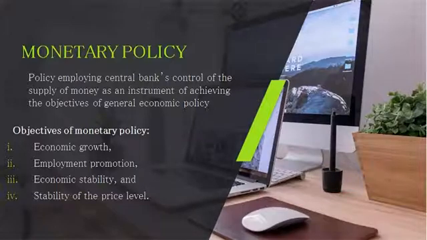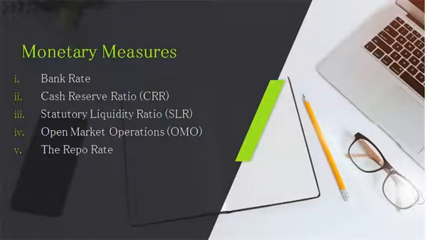Okay, so how are these monetary policies changed? What are the instruments or measures which the Central Bank of India, the Reserve Bank of India, takes? First is the bank rate. The bank rate is the rate which the RBI sets, and the other banks follow that rate. And this rate is used to calculate the interest rate for various kinds of loans by various kinds of banks.